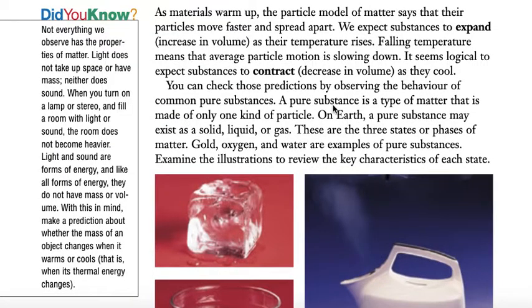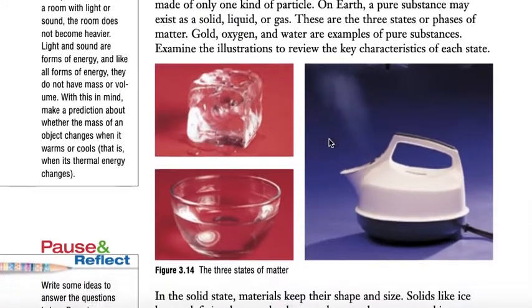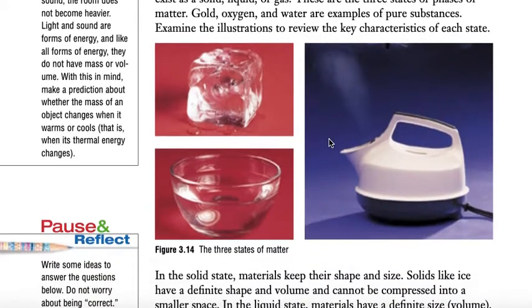A pure substance is a type of matter that is made of only one kind of particle. On Earth, a pure substance may exist as a solid, liquid, or gas. These are the three states or phases of matter. Gold, oxygen, and water are examples of pure substances. Examine the illustrations to review the key characteristics of each state.